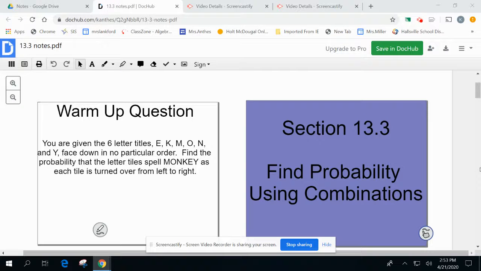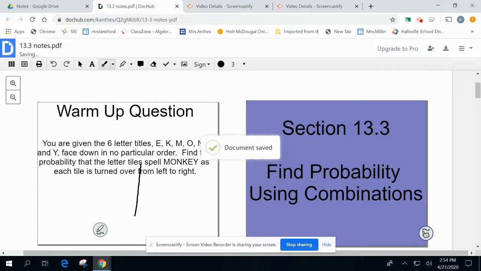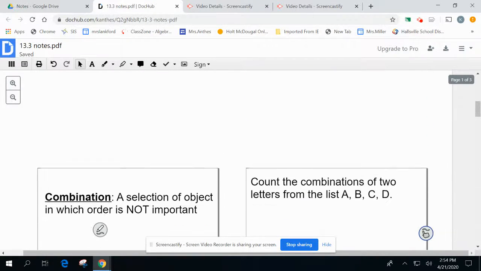Okay, so section 13.3, find probability using combinations. So this is extremely similar to permutations, except this time order does not matter. So you are going to use the same process on your calculator and refer back to that YouTube video if you need some help with how to do that.